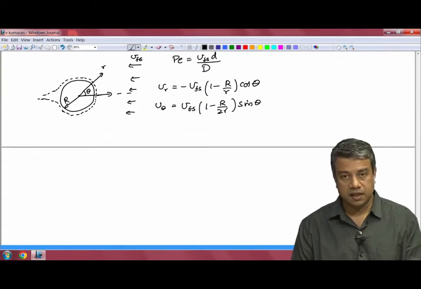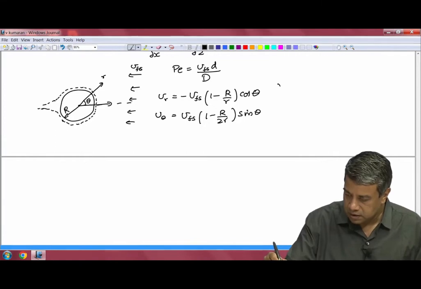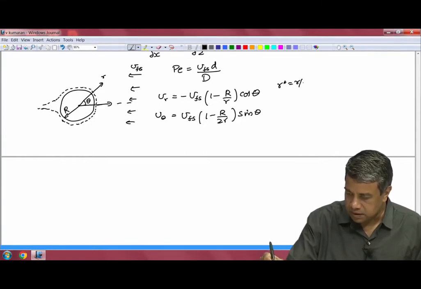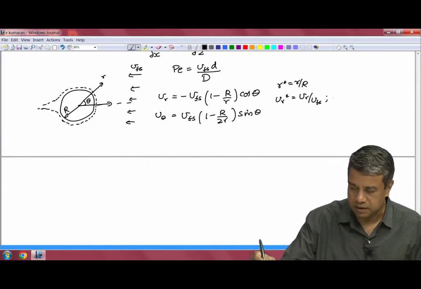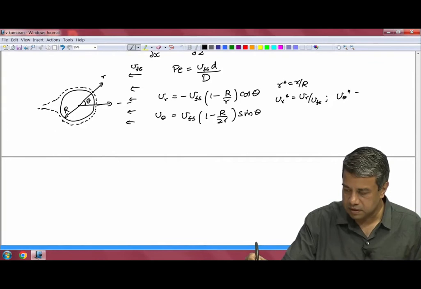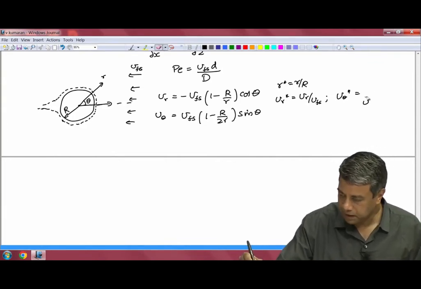Do the scaling as before. R star is equal to r by R, Vr star is equal to Vr by Vfs, and V theta star is equal to V theta by this free stream velocity.